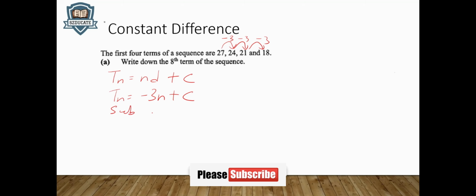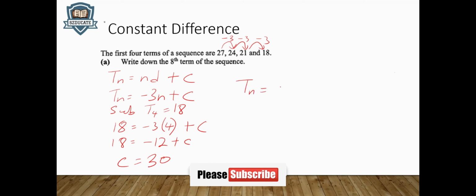Okay, I'm just going to sub in. Let's try the fourth term. So Tn is 18, minus 3, and my n should be 4, plus c. So 18 equals minus 12 plus c. And my c, just going to do a calculation, should be 30. So my formula is Tn equals minus 3n plus 30.